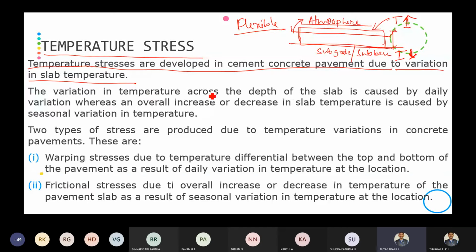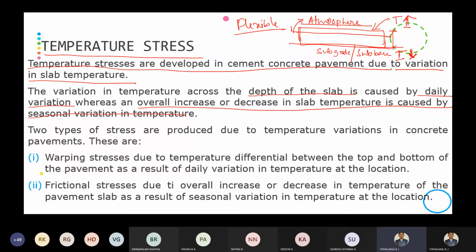The variation in temperature across the depth of the slab is caused by daily variation, but the overall increase or decrease in temperature is caused by seasonal variation in temperature. So not only the daily variation of the temperature affects the temperature stresses, the seasonal variations also affect the temperature stresses.